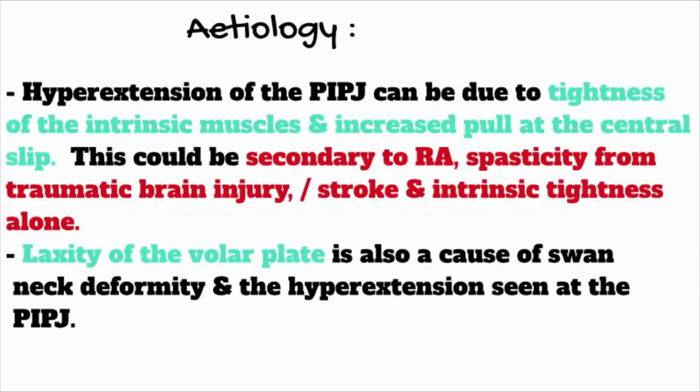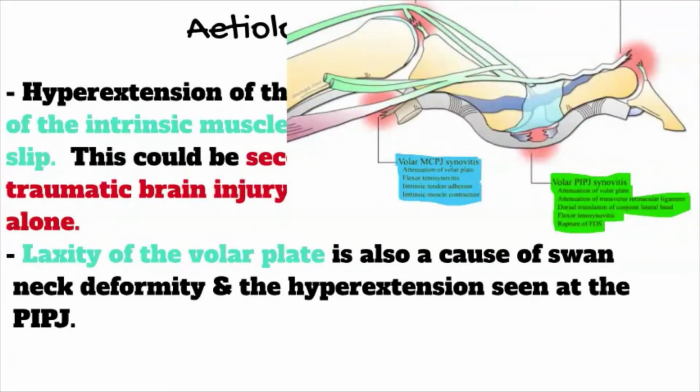Laxity of the volar plate is also a cause of swan neck deformity and the hyperextension seen at the proximal interphalangeal joint (PIPJ). This picture illustrates the causes of swan neck deformity: volar PIPJ synovitis due to attenuation of the volar plate, attenuation of the transverse retinacular ligament, dorsal translation of the conjoint lateral band, flexor tenosynovitis, and rupture of the flexor digitorum superficialis.